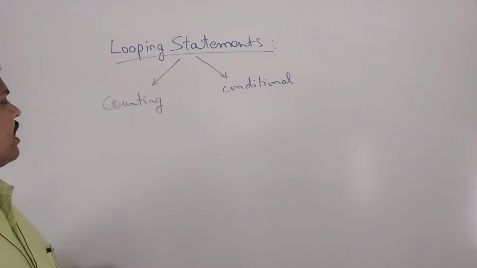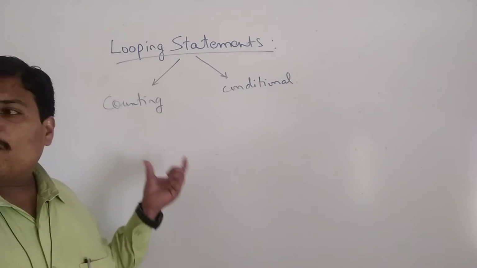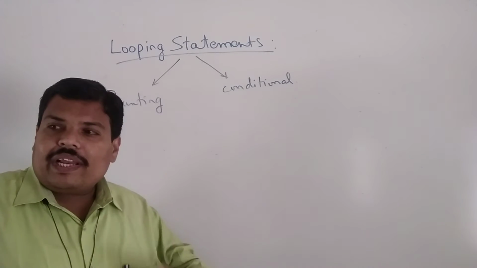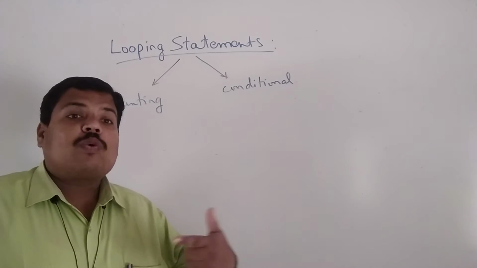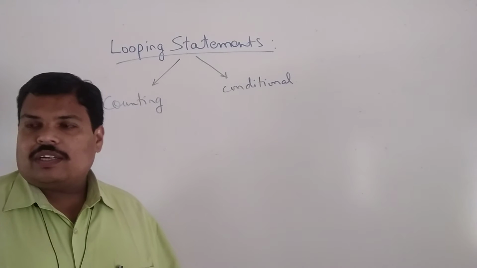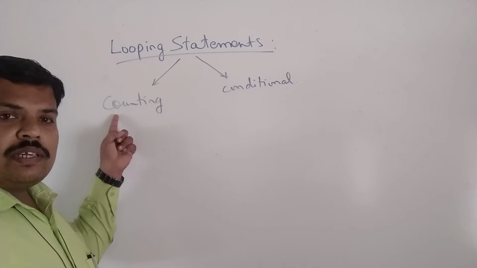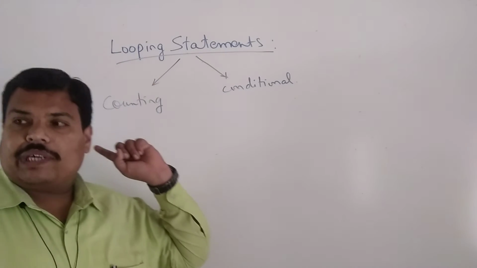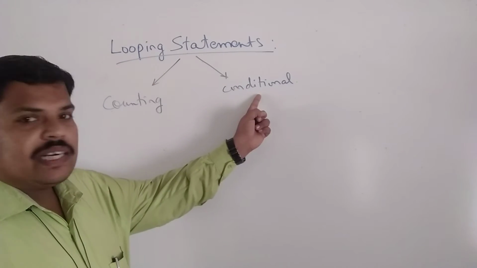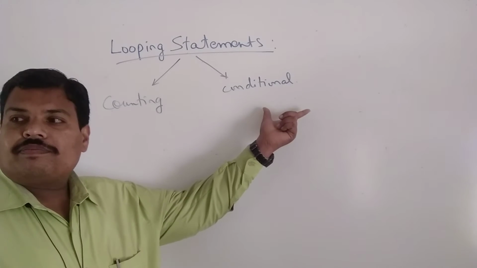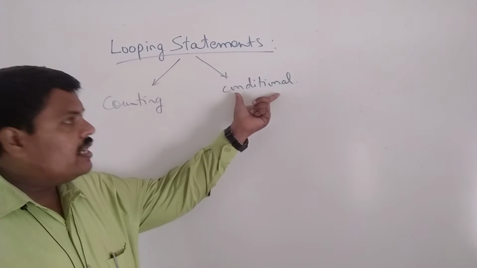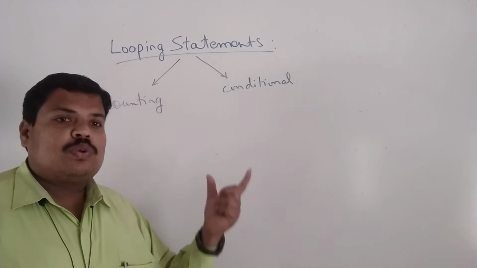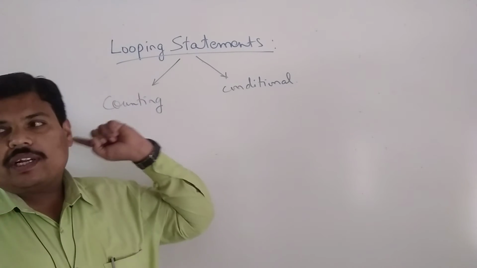Now, what is a counting loop? A counting loop is a loop where we already know how many times the loop is required to execute. So what do we know here? The count, the number of times the looping has to be done. And in the other, we know to what condition the looping has to be done.